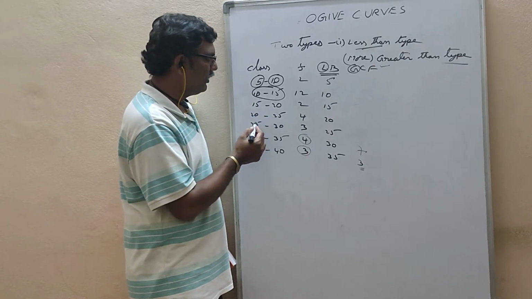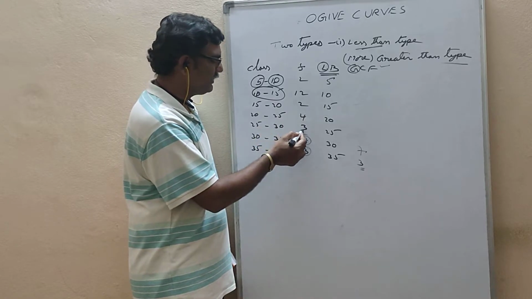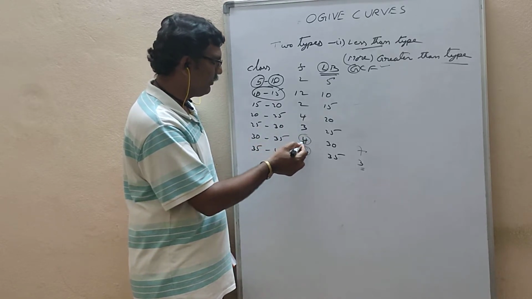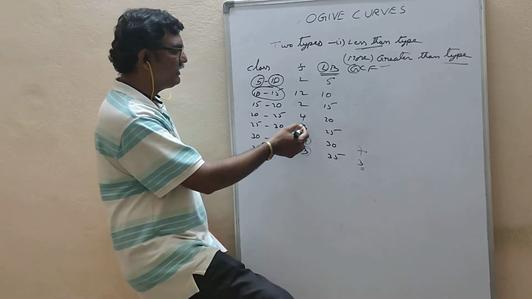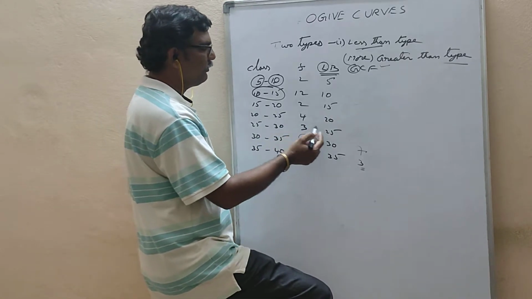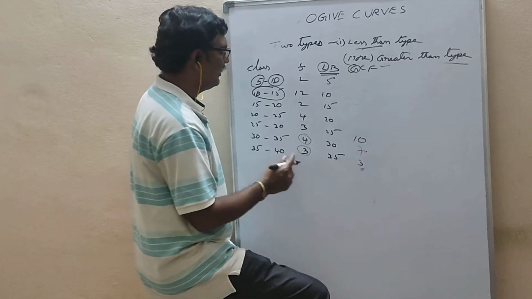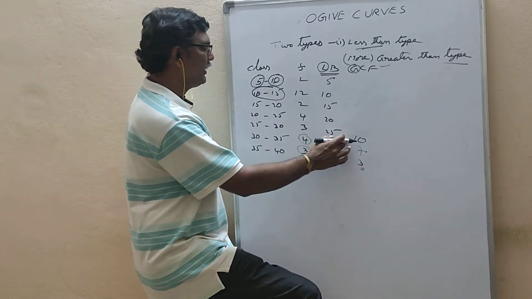What you have to do? 25 to 30, 3 members; 30 to 35, 4 members; 35 to 40, 3 members. So for more than 25, these 3 should be added. 3 plus 4 is 7, 7 plus 3 is 10. You should write 10. Means more than 25, 10 members are there.